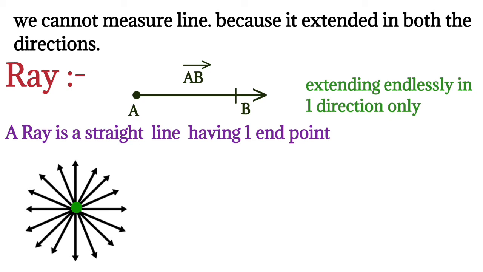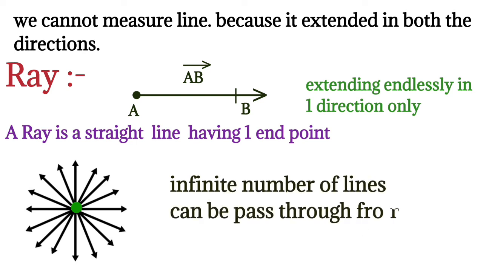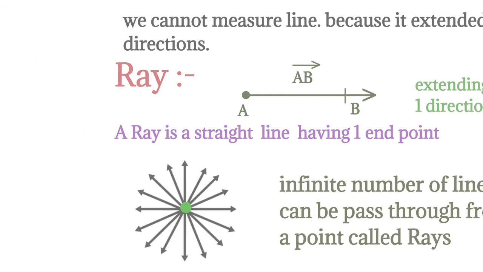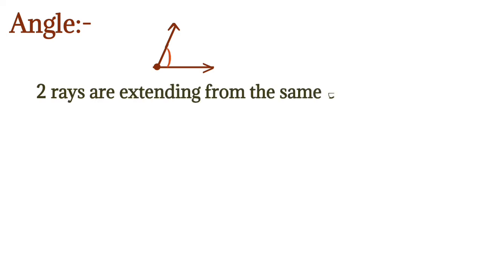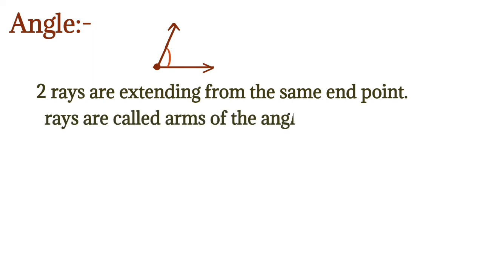Suppose one point is there, and two rays are passing through it, each in only one direction. Suppose two rays are extending from the same endpoint. Between the two rays, you can see some space. The distance between two rays is called an angle. The rays are called the arms of the angle, and the point is called the vertex.